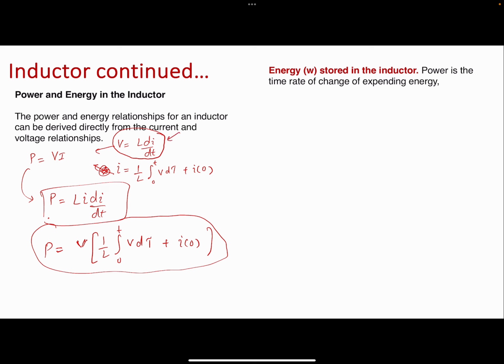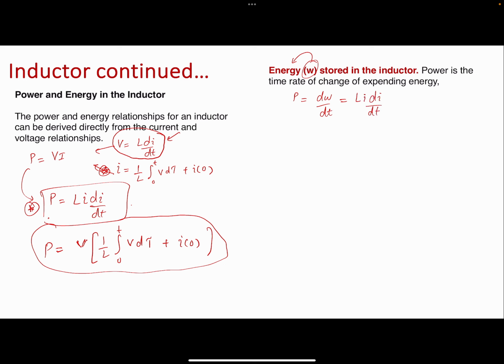If di by dt becomes zero, the V becomes zero. Okay, coming back to the energy. So we already know that the power is the time rate of change of energy, and W is the energy stored, right? And power is also equal to what we have over here. I'm going to use this equation, L i di by dt.